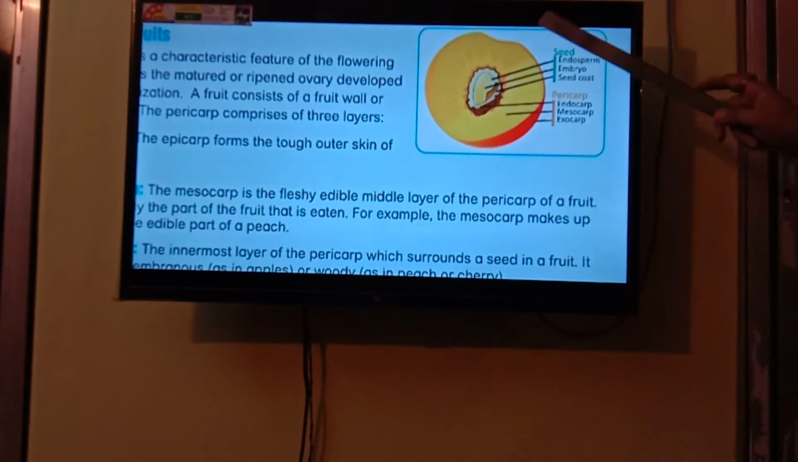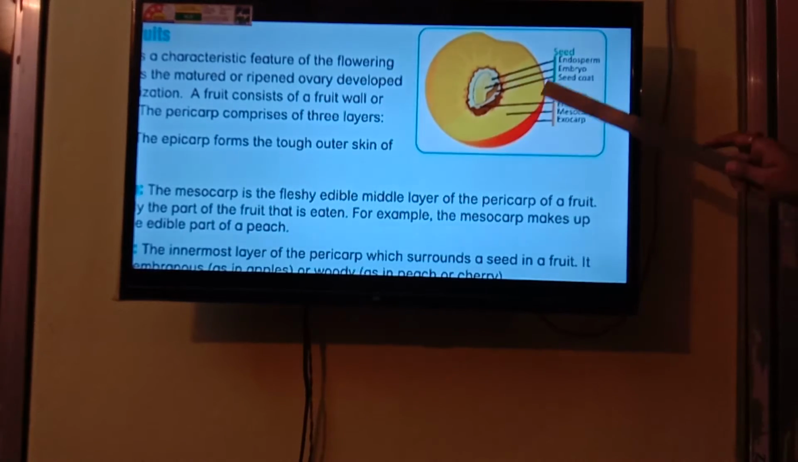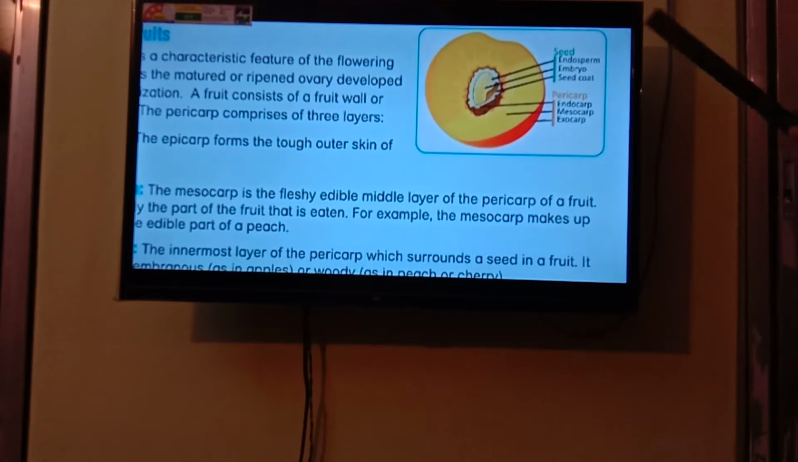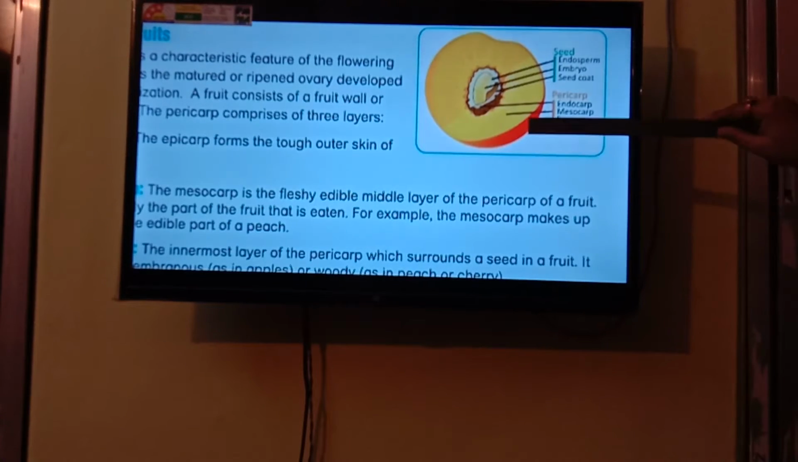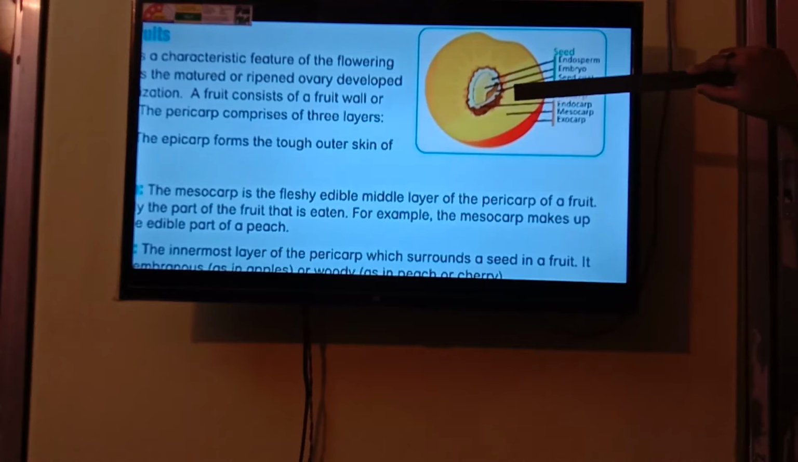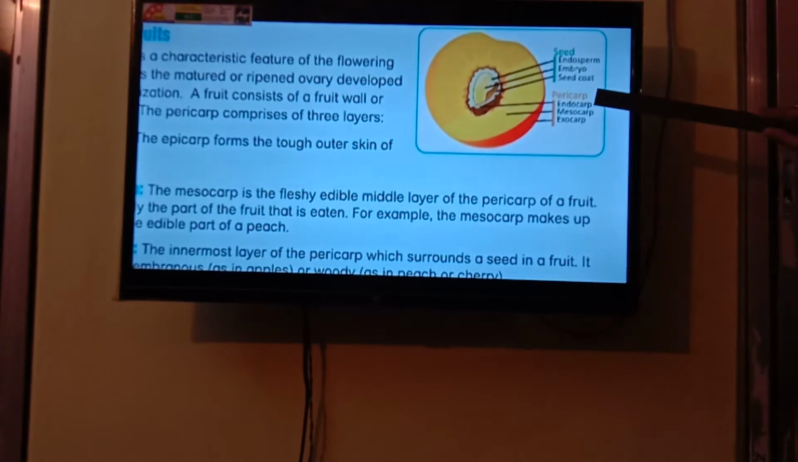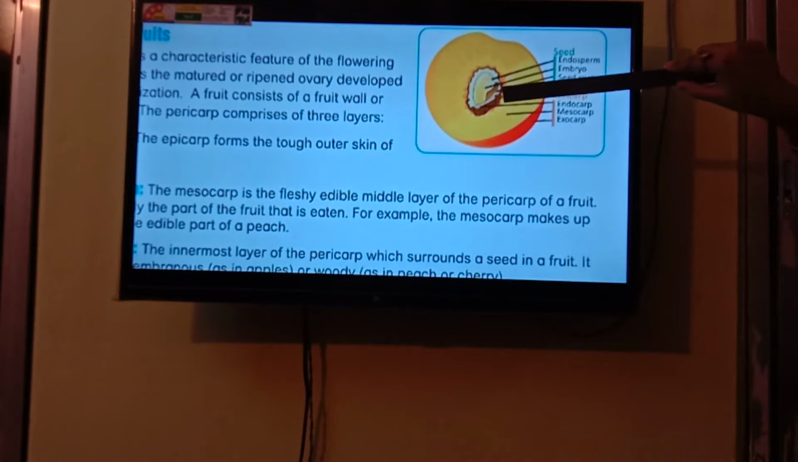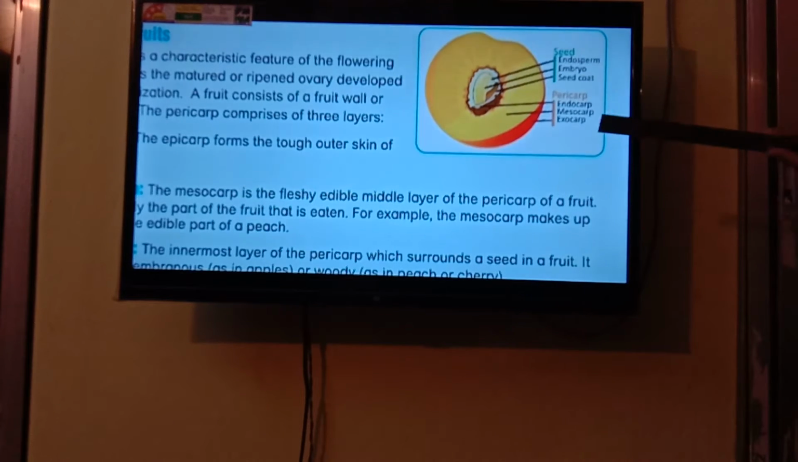Now students, look at the picture. This is the structure of the fruit. Everyone look at the picture. The outer layer is called the fruit valve. And the other portion is the pericarp. This is a portion of the pericarp. The pericarp has three parts. The outer layer is the exocarp, the inner layer is the mesocarp, and the innermost layer is the endocarp.